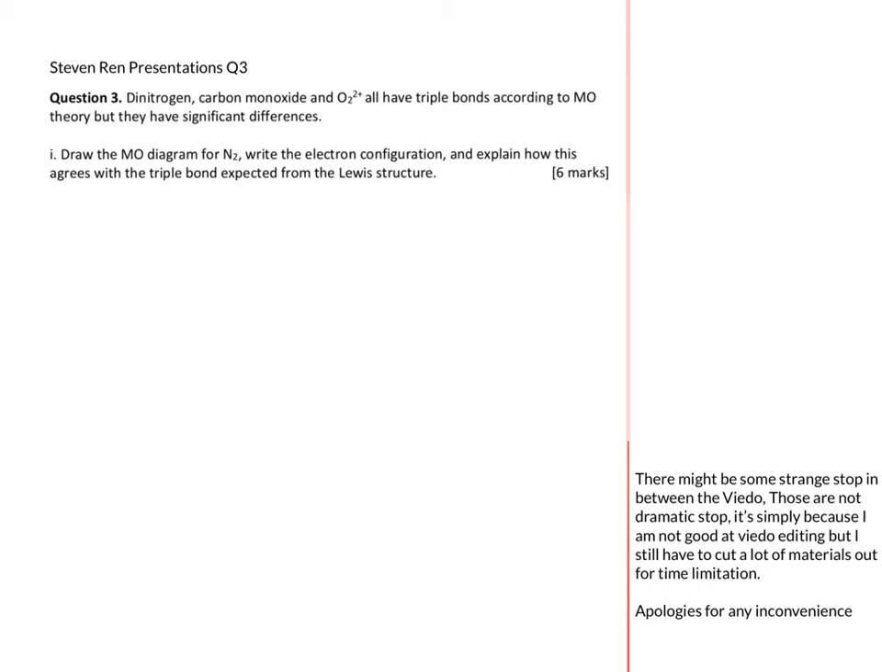I will be working through a question based on the MO diagram, and there was 20 marks in total. From what we can see from the first part of the question, it asks us to draw the MO diagram for N2. Also need to write down electron configurations and explain how this agrees to triple bond expected from the Lewis structure.